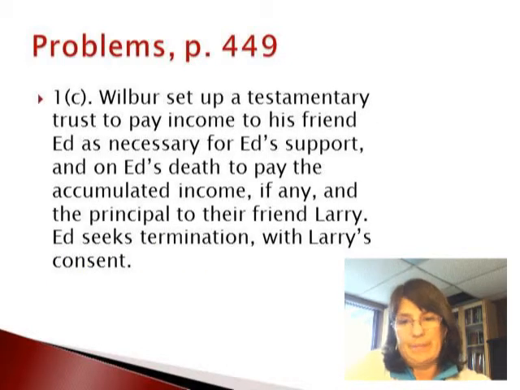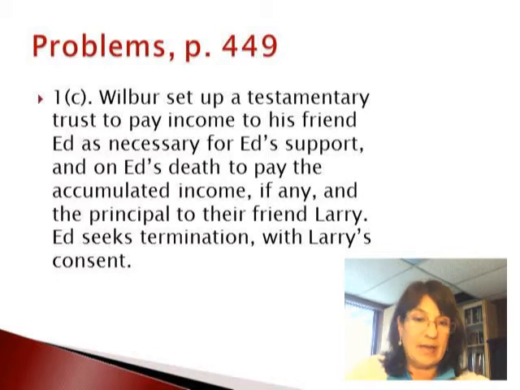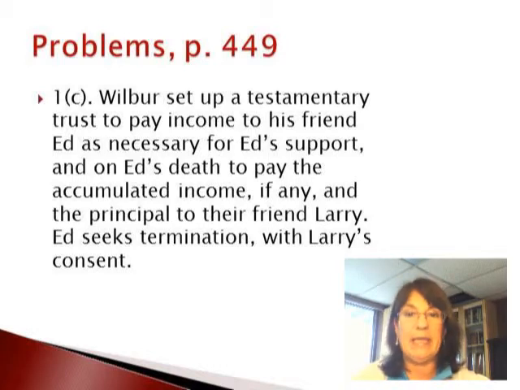Okay, Wilbur set up a testamentary trust to pay income to his friend Ed as necessary for Ed's support, and on Ed's death to pay the accumulated income, if any, and the principal to their friend Larry. Ed seeks termination with Larry's consent. Okay, so income for Ed for his support, and then when he dies, to Larry. And Ed and Larry are friends. They agree. Everybody would be happier with money now.